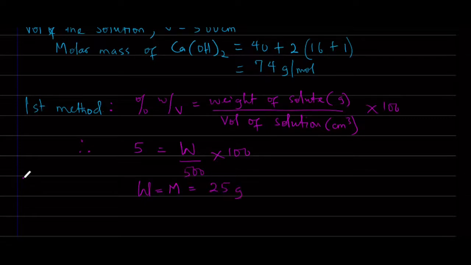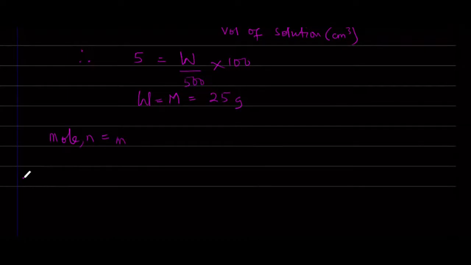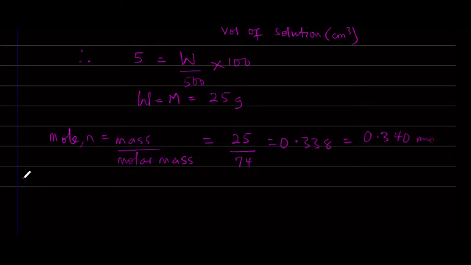Now that I've gotten the weight of the solute, we can solve for the number of mole. The mole, which is N, is given as mass over molar mass. The mass that we have solved, which is also known as the weight, is 25 gram, and we have calculated the molar mass to be 74 gram per mole. If we solve for this, we are going to have 0.3338, which we can approximate to be 0.340 as our value for the mole.